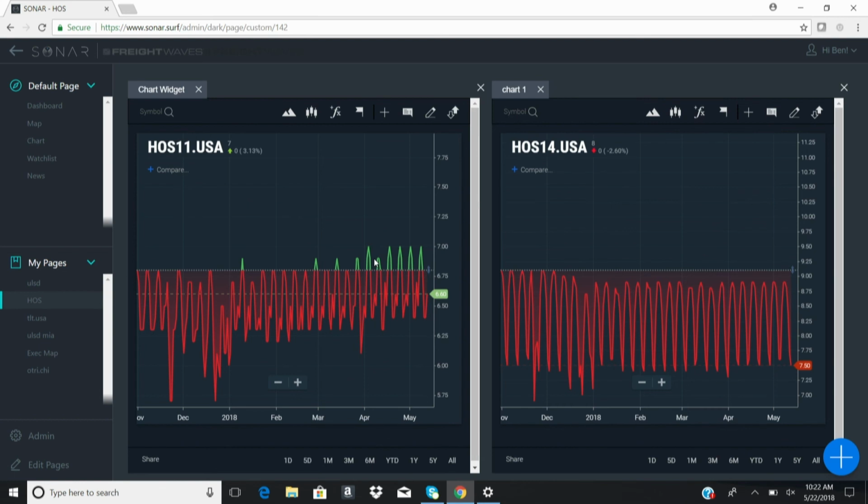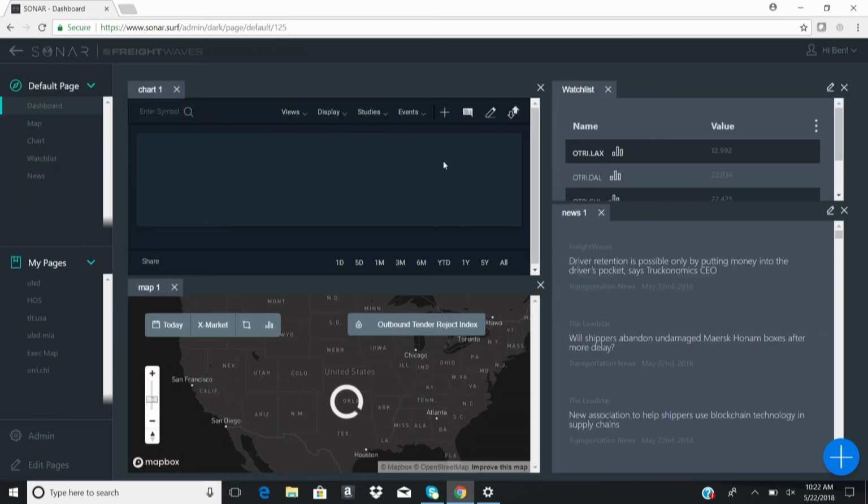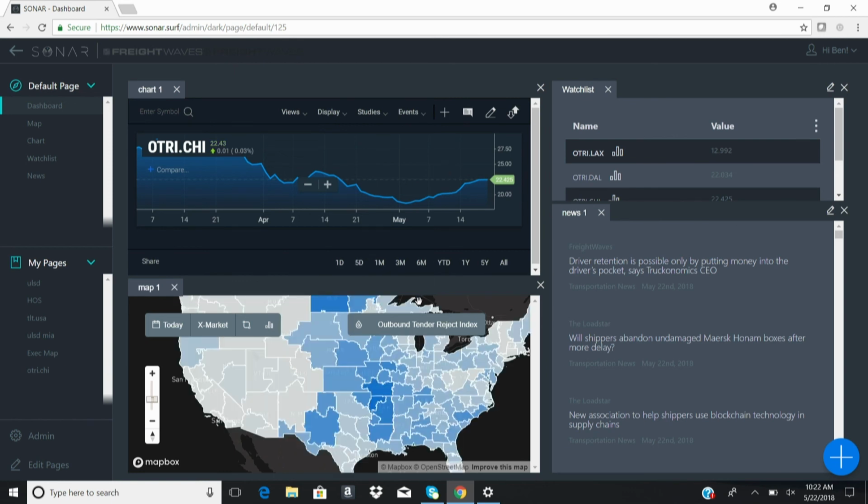So other indices that we do cover: diesel pricing, commodity flows, the hours of service, geolocation of hours of service, remaining hours of service, on average, average drive times in markets, so on and so forth.